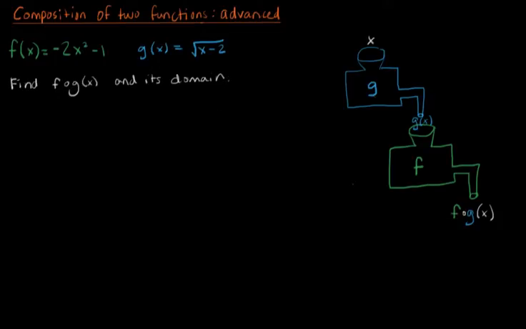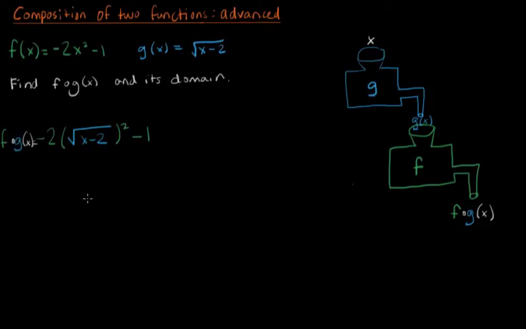The thing that we need to do is start as close to x as we can. So start with g of x. So g of x is the square root of x minus 2. And then we're going to do f to it. So f is negative 2 times the input squared minus 1. So this is f of g of x.